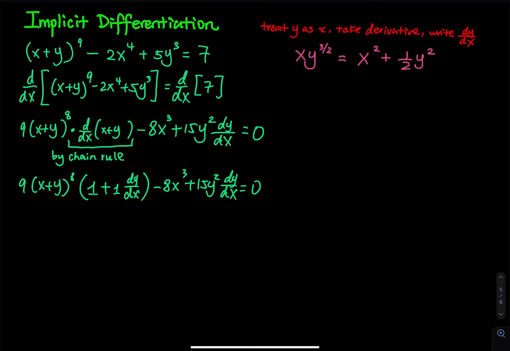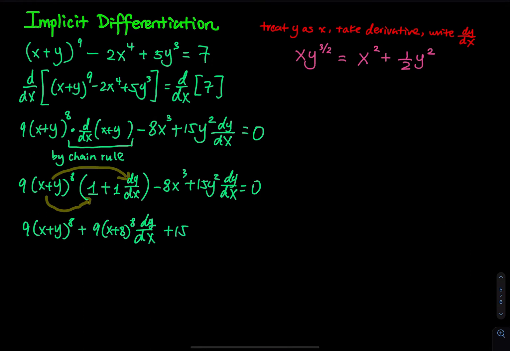So how about this? Let's move the 8x cubed to the right hand side, and then this we can do a distribution, right? So we can distribute this to here and there. So we have 1 times that, so 9(x + y) to the 8th, times the dy/dx, and then the 8x cubed, move that to the other side, and then the 15y squared dy/dx stays on the left. So we have a positive 8x cubed.